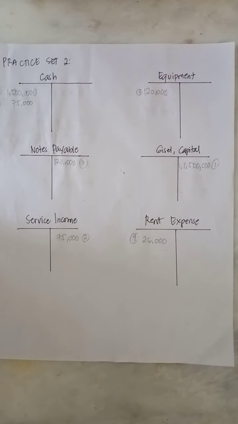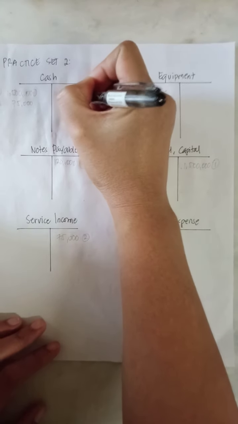So that is transaction number 4. So the value given up, since you pay for the rent, therefore cash is the value given up. Cash is being used for payment. So what is the effect? There is a decrease in cash. To decrease cash, you need to credit cash for 26,000.